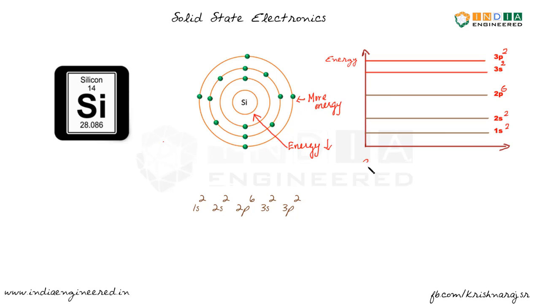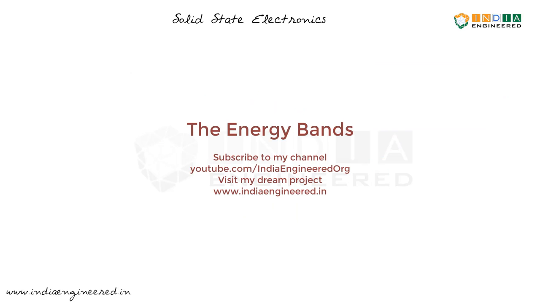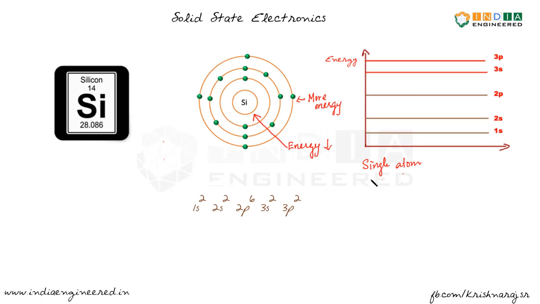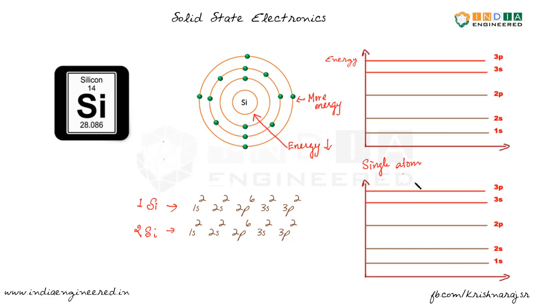Suppose this is about a single atom. So far we were talking about a single atom. So let's say this is our first silicon atom, and we have another silicon atom. Let's say we have a second silicon atom. It will also have an electronic configuration similar to this, and an energy diagram like this. This is okay when these two atoms are in isolation, that means there is no interaction between them. But what happens when these two atoms are brought together?